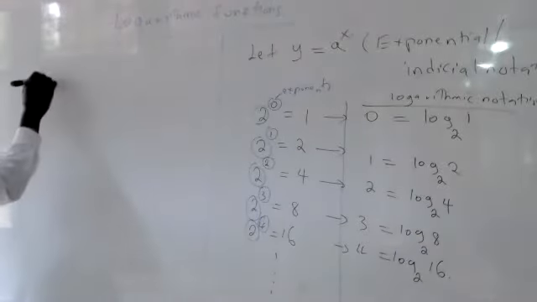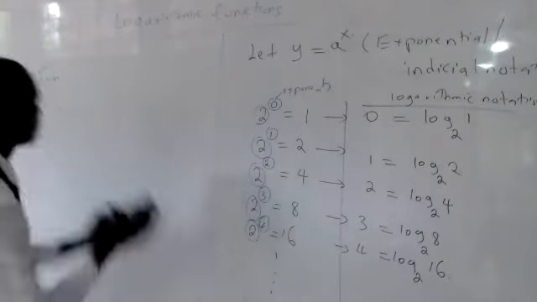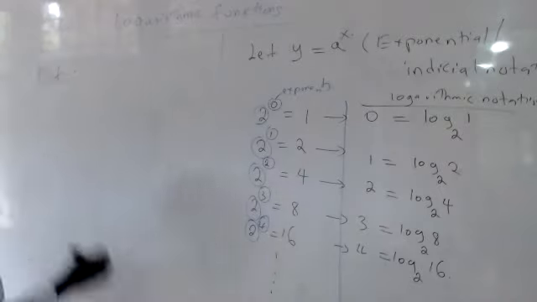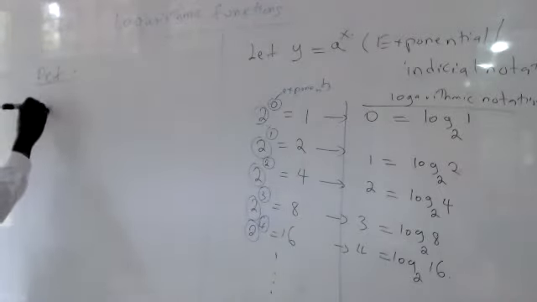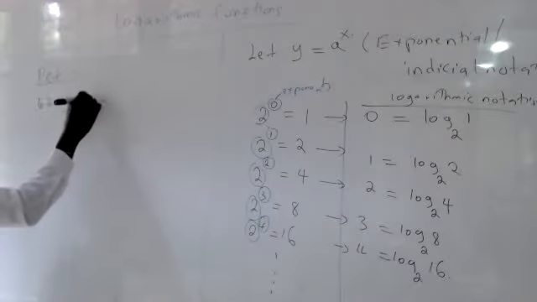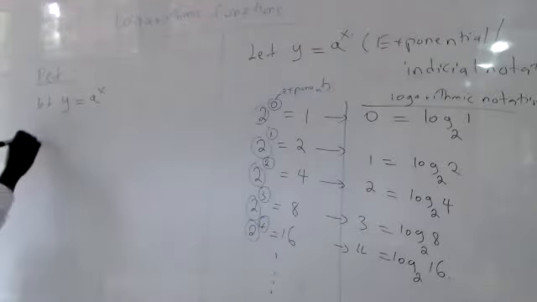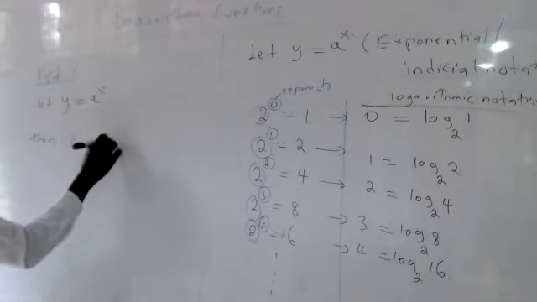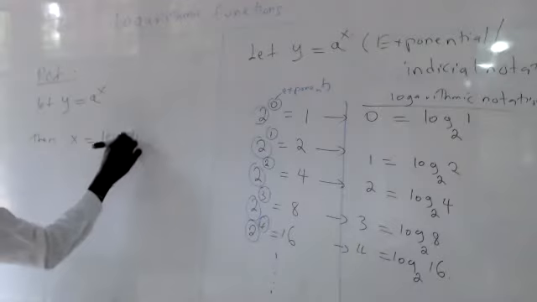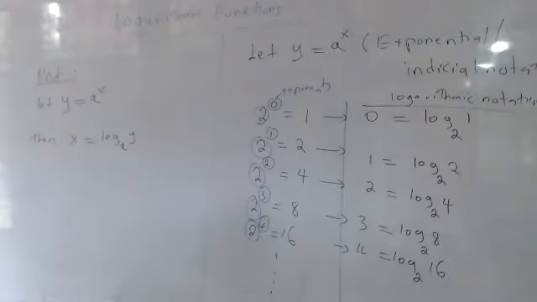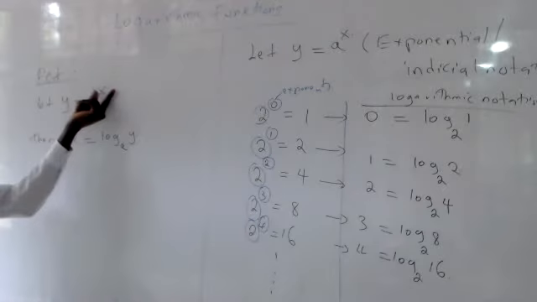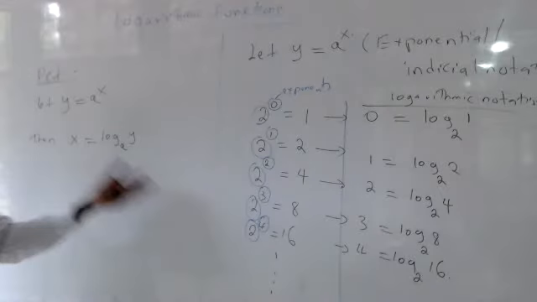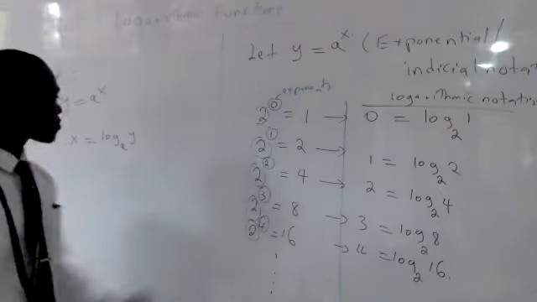So, the formal definition. Let y be a to the x, then x is the logarithm to the base a of y. In other words, x is the exponent to which the base is raised to give you a certain number, and that is what we call the logarithm, just as you have seen in this example.